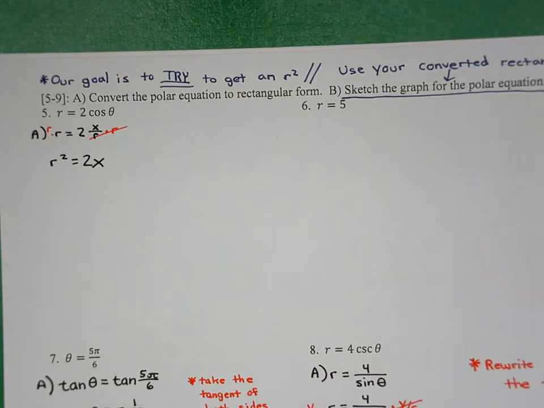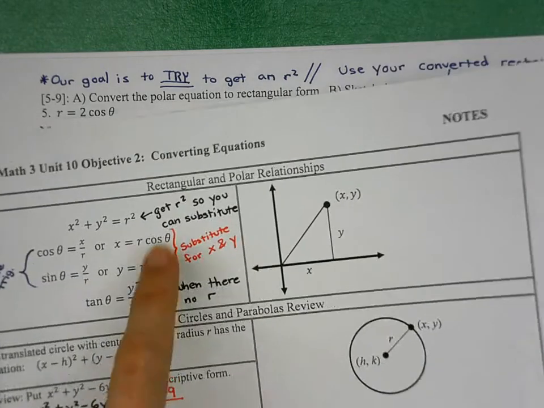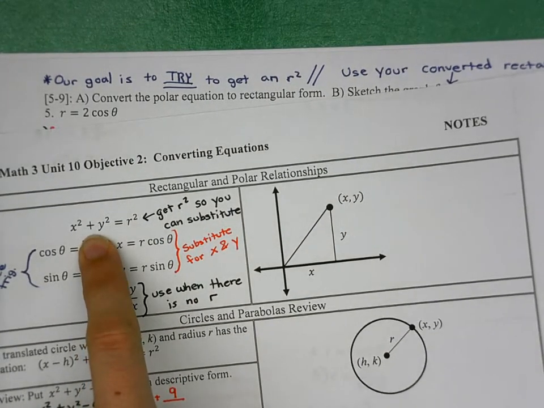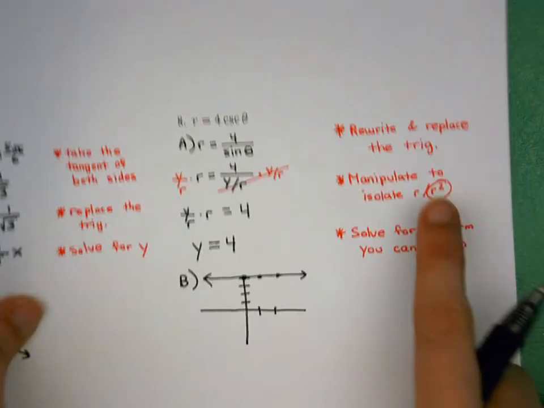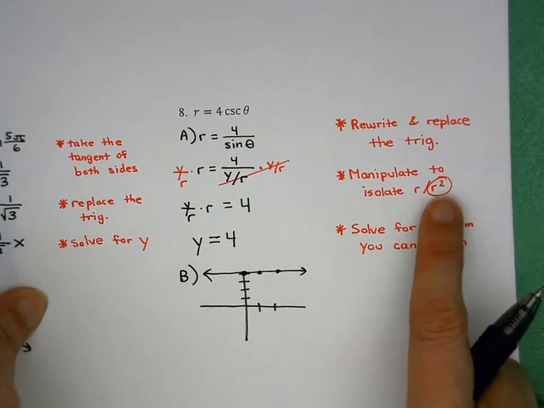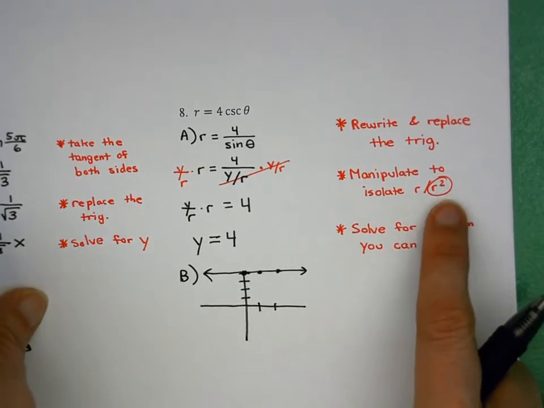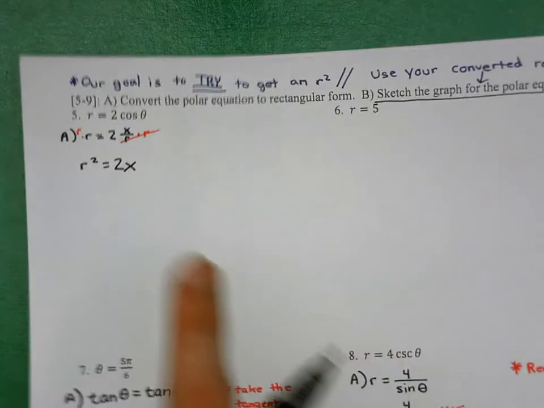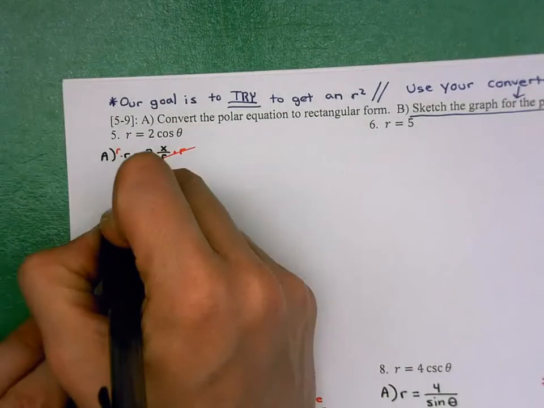I know what r squared is. R squared is x squared plus y squared. Again, that's our goal, right? Manipulate to isolate r, ultimately speaking, looking for the r squared, trying to get that so we can put x squared plus y squared in. Okay? And so we're going to put x squared plus y squared in here.